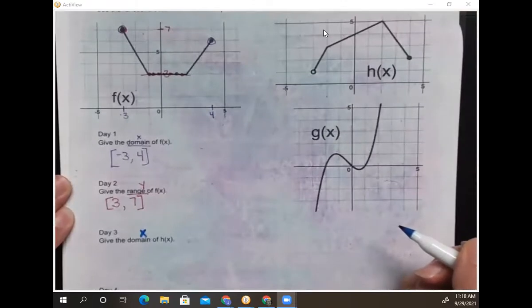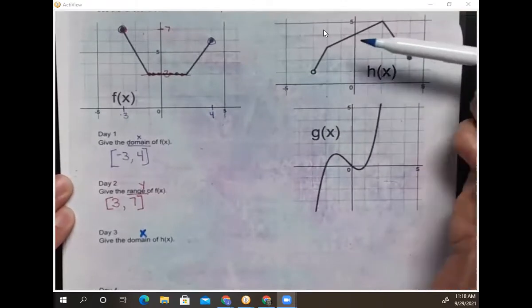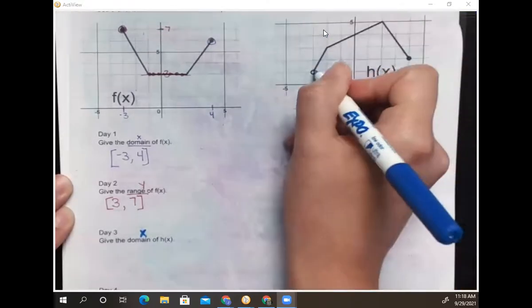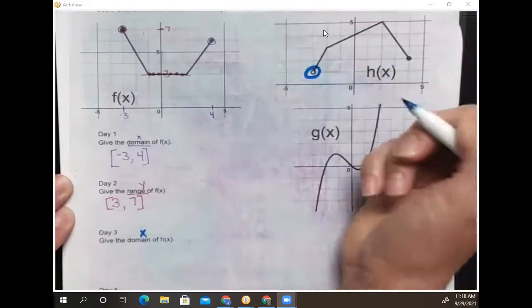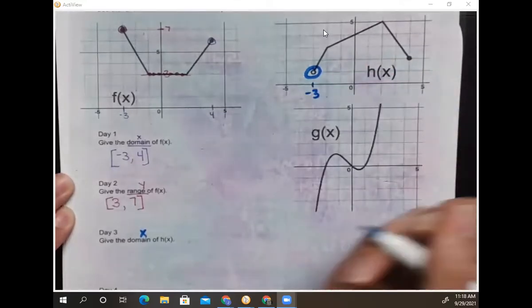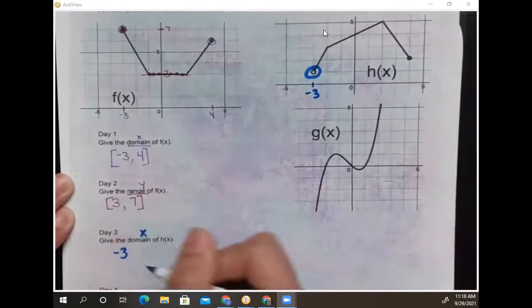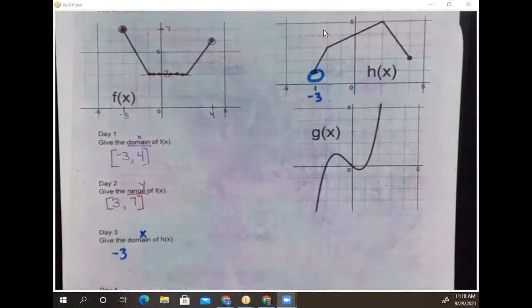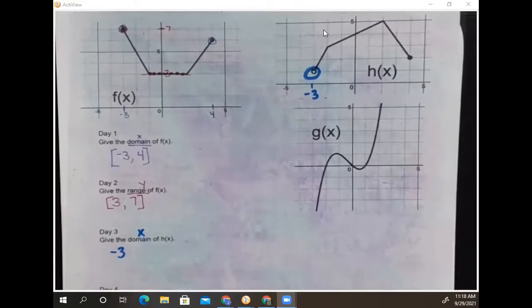So I want to start with the smallest x value I see. That's going to be my point that's farthest to the left. So that's this guy. That's my point farthest to the left, and it's at -3. So I'm going to start my domain at -3. And I need to decide, do I want a parenthesis or a bracket here? What do I want on the -3 end? Parenthesis or bracket?